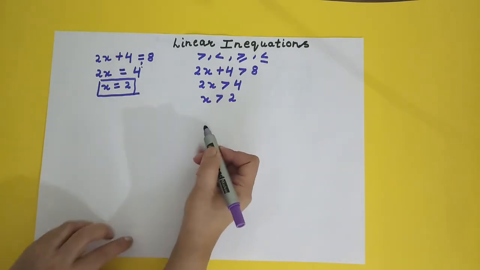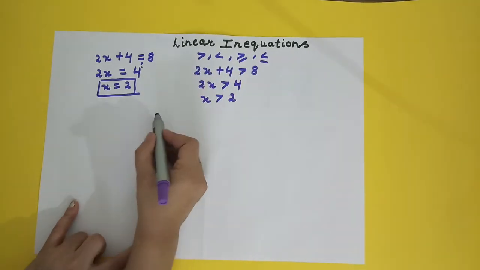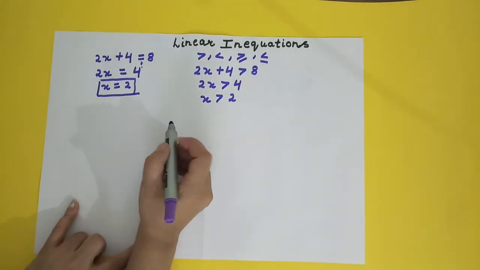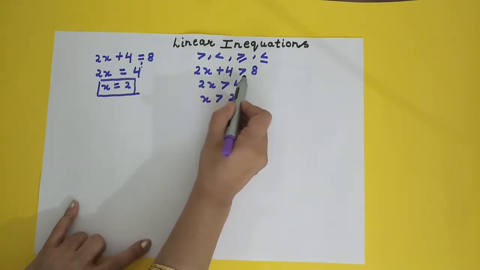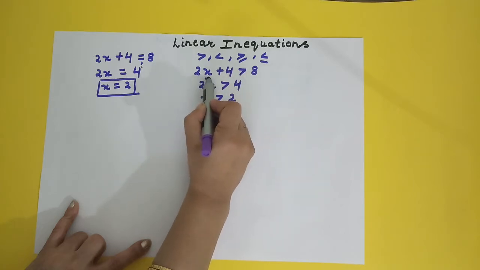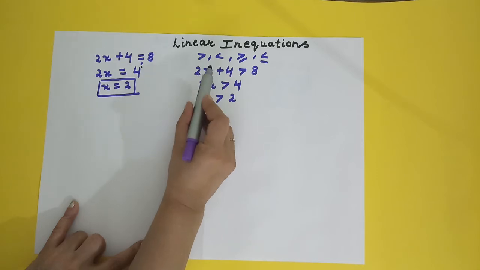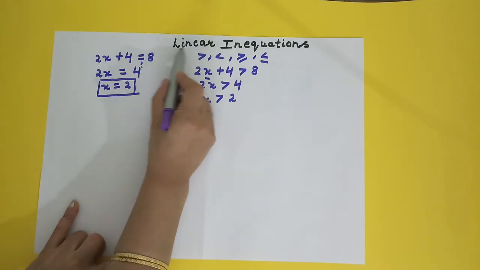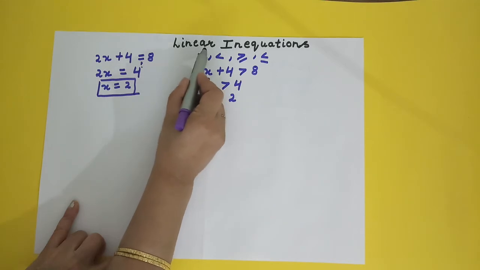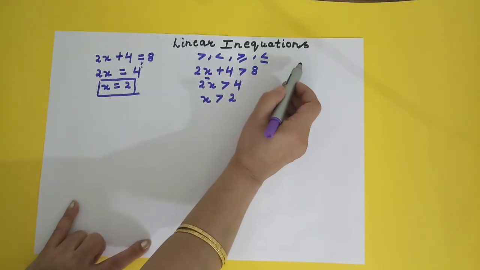So now let's know the definition of linear inequation. Linear inequation is a statement of inequality, as you have seen here, between two expressions involving a single variable. Here for example we have x and the highest power of that variable is 1. That's why we call it linear inequation. Fine. That's the definition of the linear inequation.